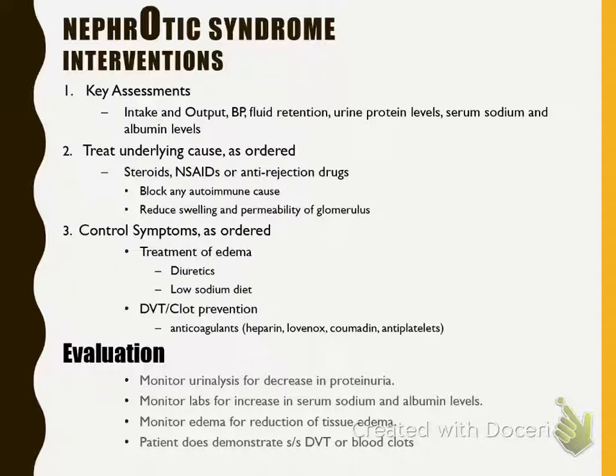A lot of times it's just genetic. And so what they will do is treat it with an anti-rejection drug, because they're thinking it's an autoimmune disease that is eating up the glomerulus. They don't really know what causes it, so they treat it with an autoimmune approach. They treat the edema with diuretics and a low-sodium diet.